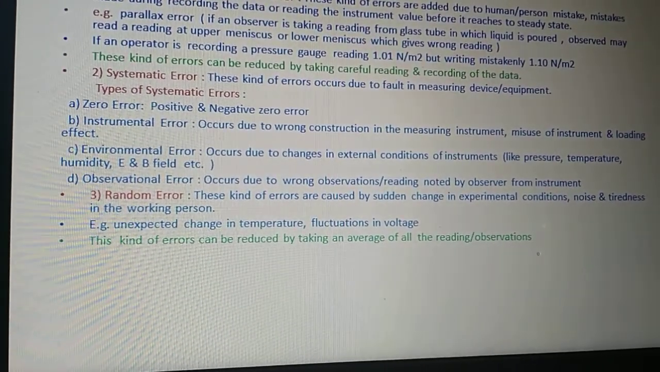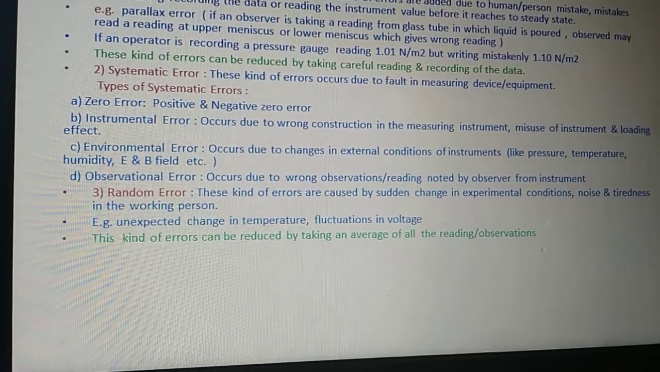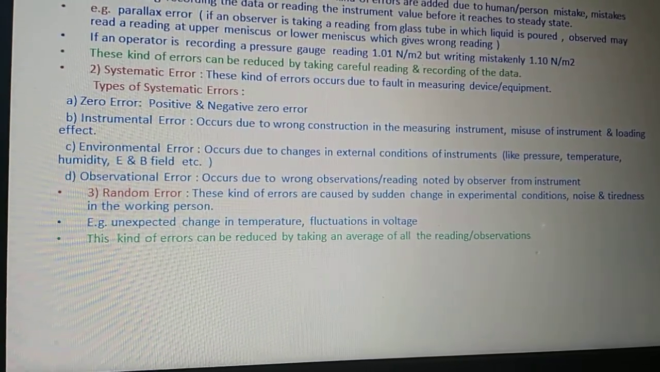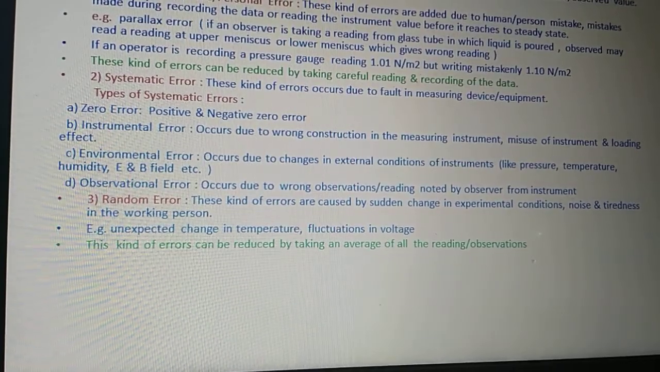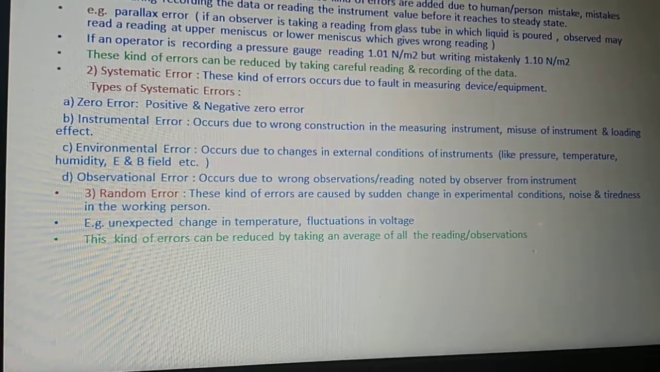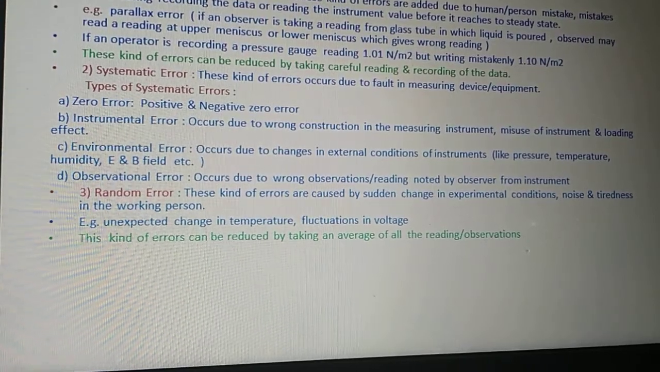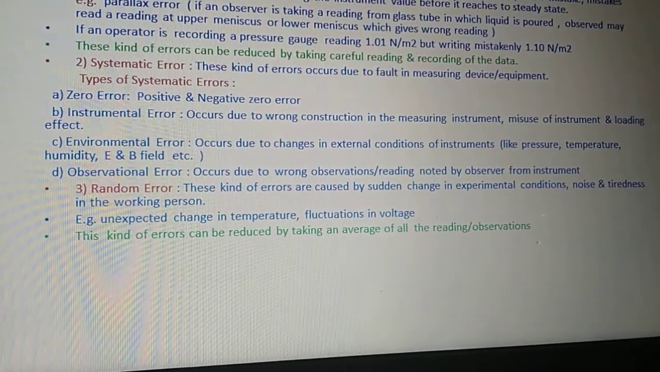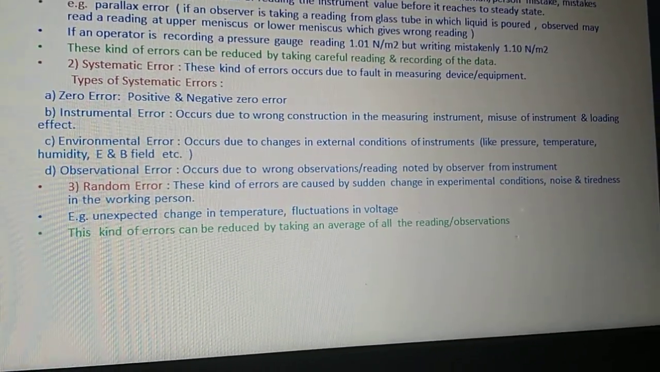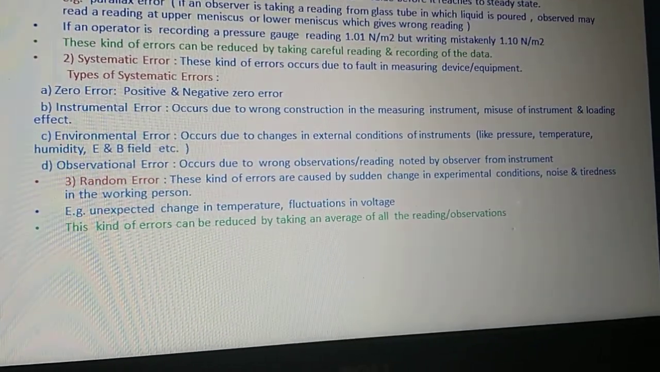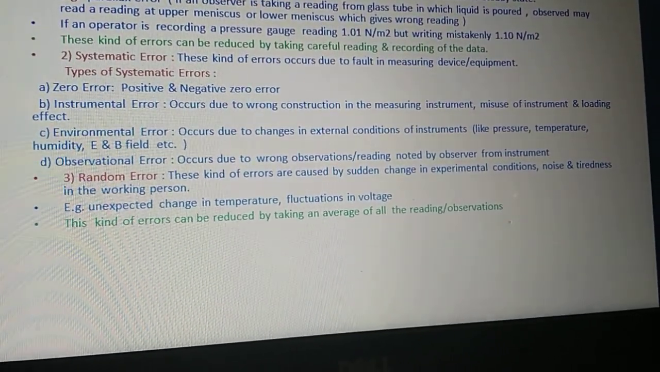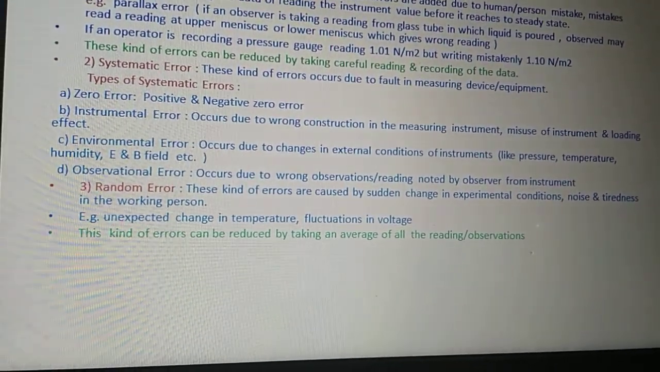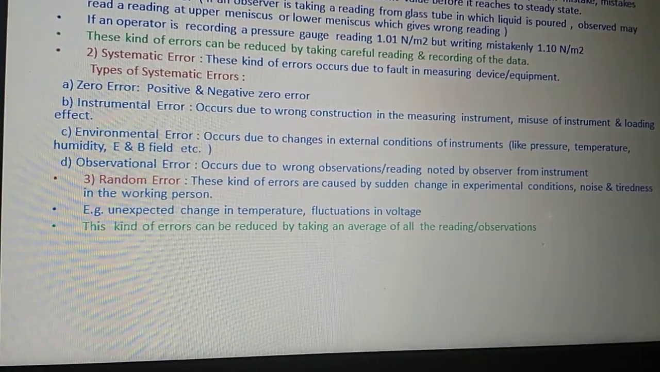The third type of error is a random error, and this kind of error is caused by sudden changes in experimental conditions and noise or the tiredness of the person who is working. Examples of random error are unexpected changes in the temperature and fluctuations in the voltage. This kind of error can be reduced by taking an average of all the readings or the observations.